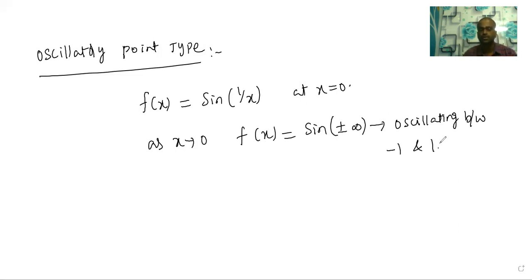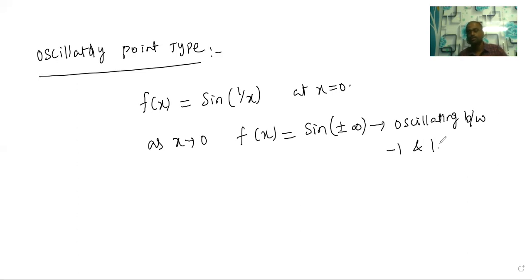So as x tends to 0, sine of 1 by x, or f of x, is tending to sine of plus or minus infinity. But sine of plus or minus infinity is an oscillatory number, oscillating between minus 1 and 1. What does it mean that a quantity is tending to infinity? That quantity is increasing indefinitely.